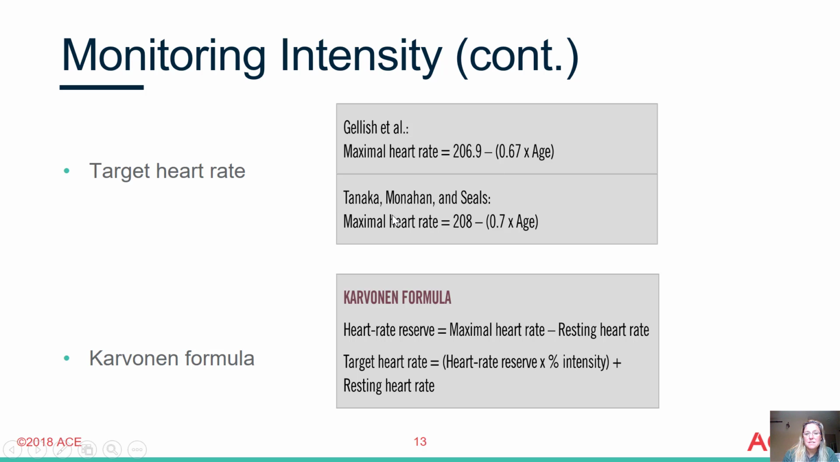And then the second one, Tanaka, Monahan, and Seals, is another one. So between these two formulas, we only see about a 7 beat per minute error, whereas when we use just the plain old 220 minus age, we tend to see a 10 to 12 beat standard deviation. So in a short nutshell, these two would probably be better to use than the standard 220 minus the age.